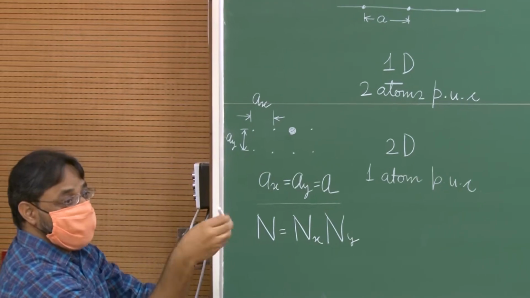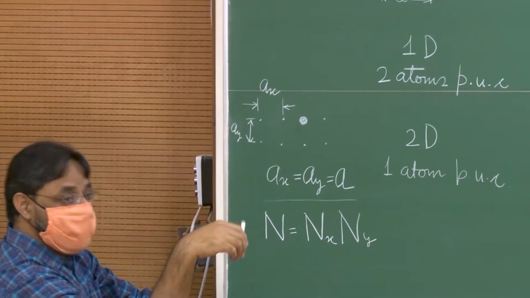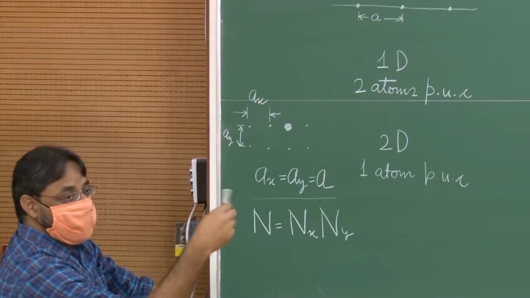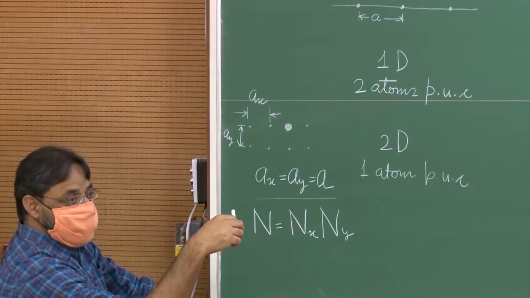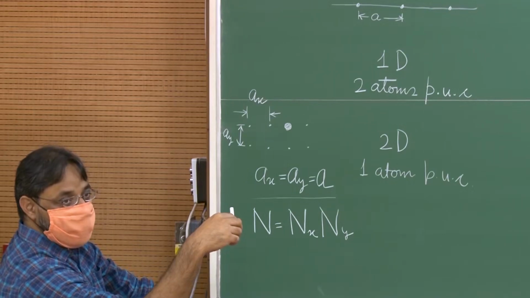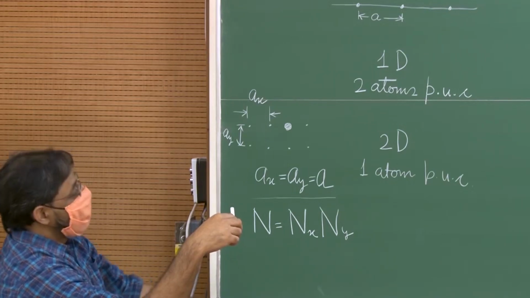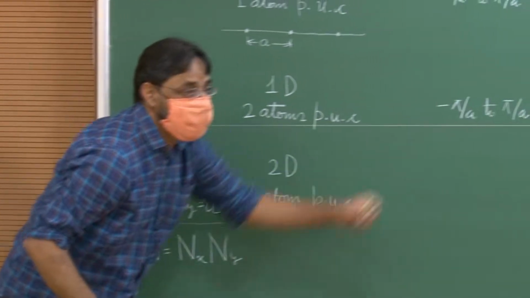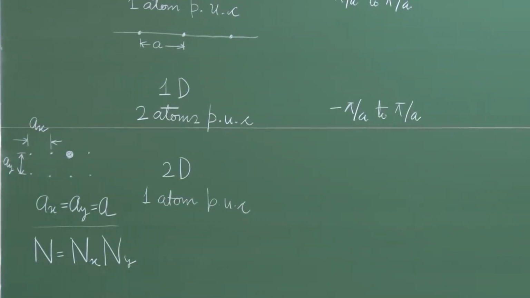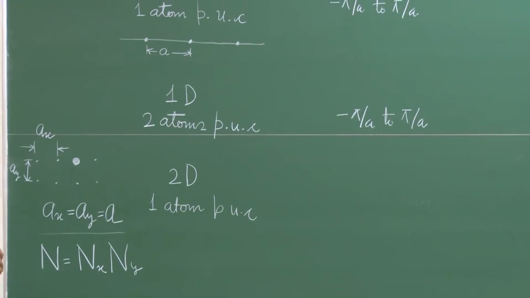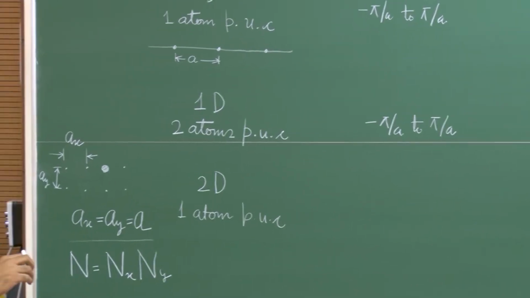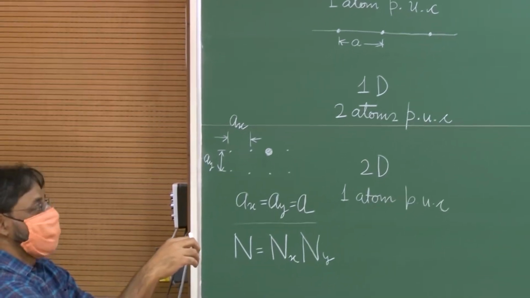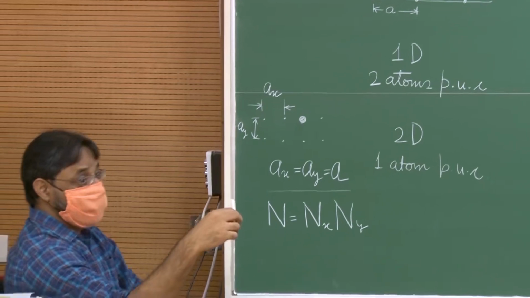It can be displaced along the x axis or along the y axis, and any general displacement can be written as a superposition of these 2 displacements. So it has 2 degrees of freedom. We will come to that in a minute. Let us first decide the size of the Brillouin zone. What do you think is the size of the Brillouin zone in this case? Look at the lattice. Very good.